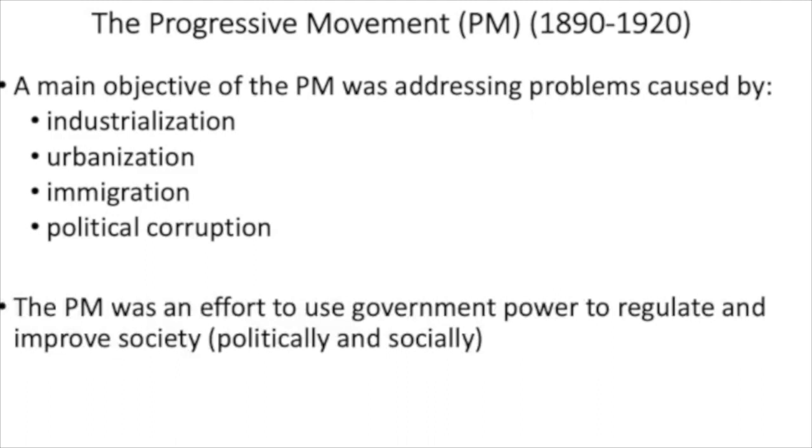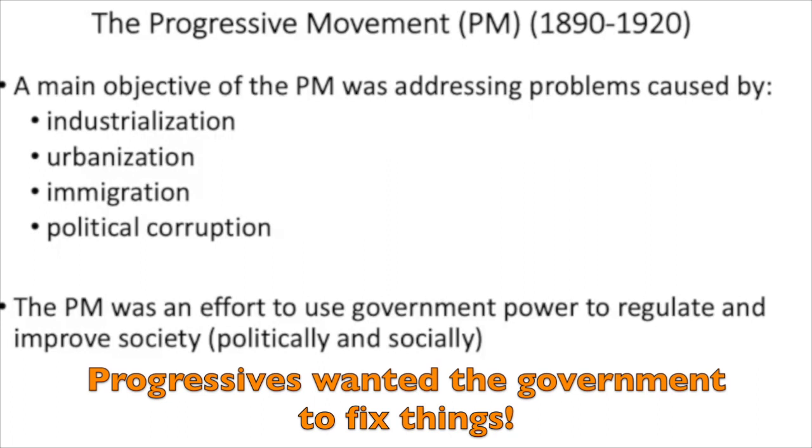The progressive movement was an effort to use government power to regulate and improve society. A big difference between the progressive movement and the reform movement that we talked about earlier was that the reform movement called for voluntary changes in society, not the government requiring these changes, whereas the progressive movement called for the government to make sure these changes and improvements were occurring.